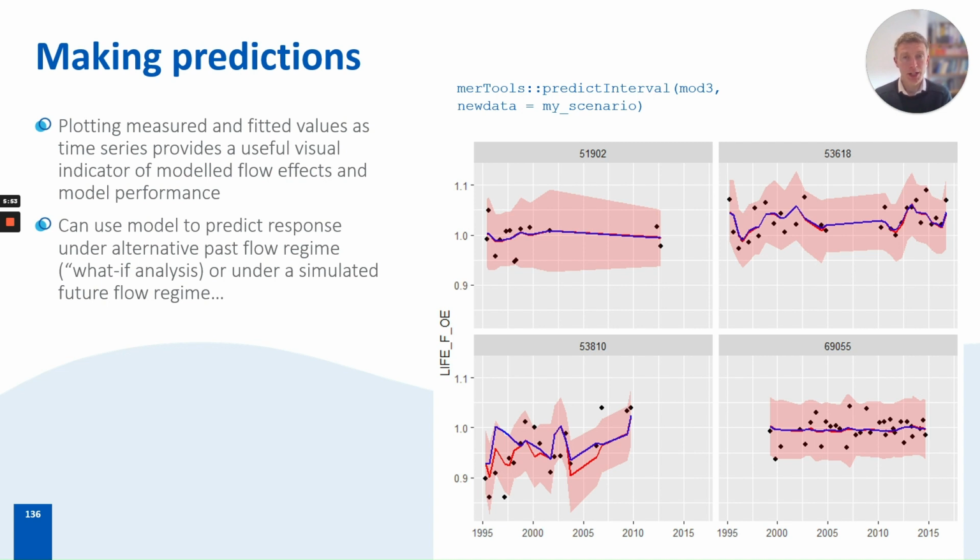But for the 4th site, in the bottom left-hand corner, we can see that there is a marked difference between the red and the blue line, particularly during periods of drought. By comparing these 2 lines, it provides a quantitative indication of how much improvement or change we might see in the life-OE ratios if we were to impose a different flow regime at this location.